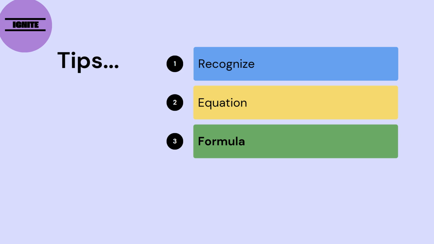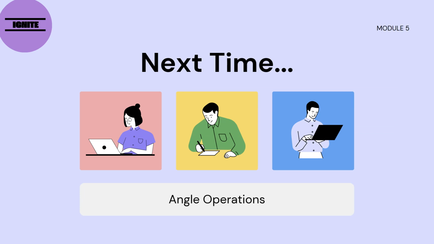Then, we're going to try to find the formula for these equations. There's the circle formula, there might be a distance formula for the radius, anything to that nature. And finally, we're going to arrange all of these pieces into our equation just so we have our final answer. Doing this every time will be a surefire way you get these circle questions correct. Next time, we're going to be looking at angle operations questions.